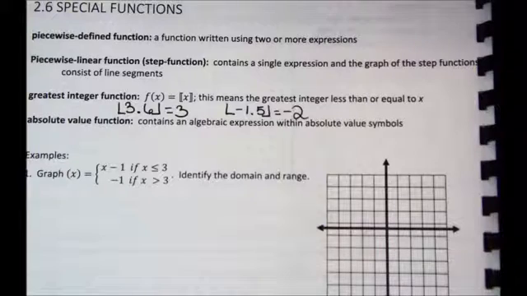The third kind of function is the absolute value function. This absolute value function, when graphed, will always be in the shape of a V, and it always contains an algebraic expression within absolute value symbols. We'll talk more about absolute value functions when we get to 2.7.